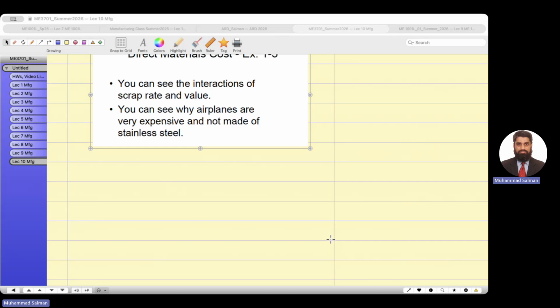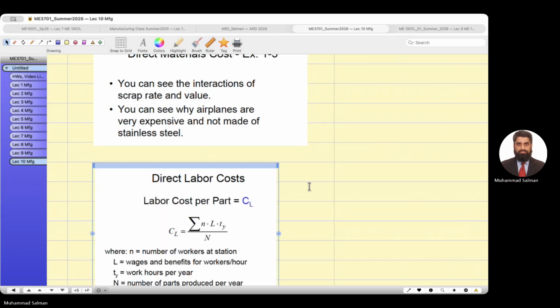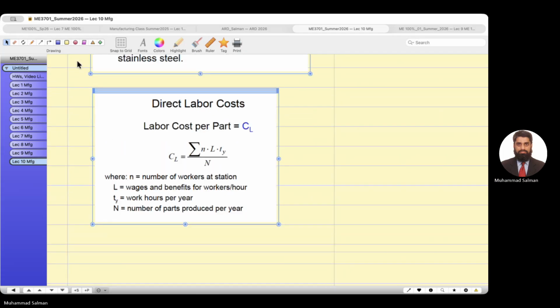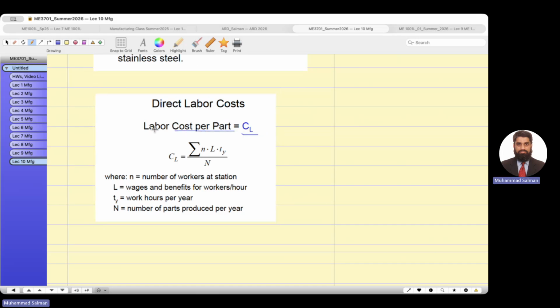Then comes the direct labor cost. Labor cost is also a direct cost. Try to understand this formula here, where the labor cost per part equals the number of workers times the labor rate per hour times the number of hours in one year, divided by the number of parts produced per year. Sorry, small n is the number of workers.